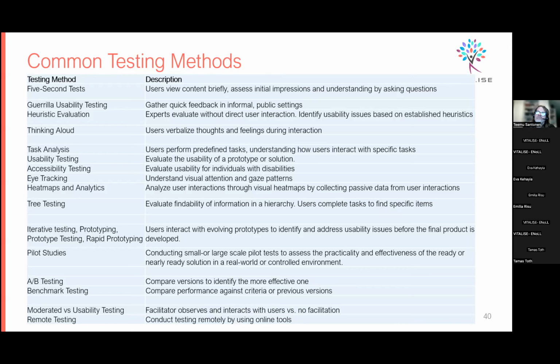And of course, prototyping is, I would say, the bread and butter for the living labs, and the pilot studies in the tier levels 7 and 8, where you're doing small or large scale pilot tests in the real environments. Or you could be doing A/B testing, where you are comparing different versions of your solution and thinking about which one is the better one. Or you are doing benchmarking testing. You have either defined a certain criteria against which you are comparing, or you are comparing between the different versions, previous versions of the solution.